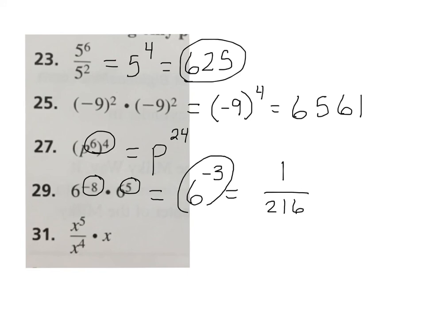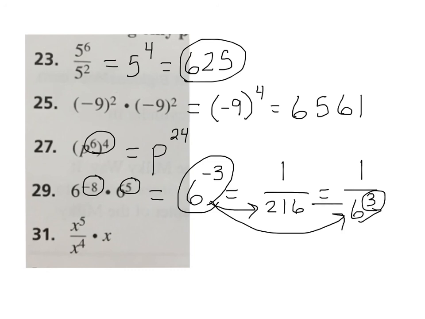When we have a negative exponent, to make it a positive exponent, we put it in the what? Say bottom of the fraction. And so this is the same as 1 over 6 to the positive 3. By moving it to the bottom of the fraction, it made the exponent positive. And 6 cubed is 216. So 1 over 216 is our answer.